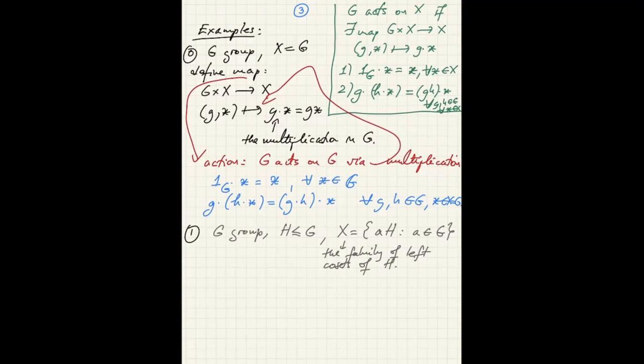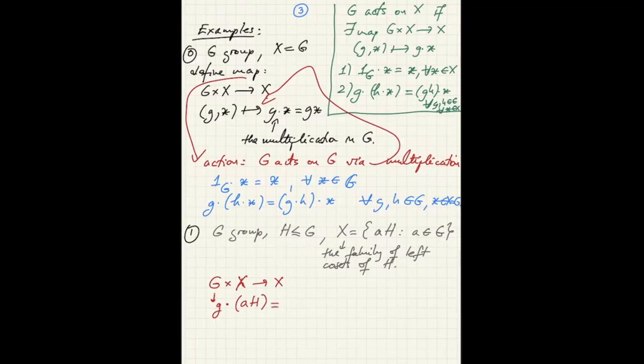So we define it as follows. Again, we go from G times X to X. We take a group element g, and we want to see how it is going to act on an element of X. An element of X is of the form aH. That's a typical coset. And we define this as gaH. It's the coset of ga. So this is for every g and a in G. And we claim that this is a group action.